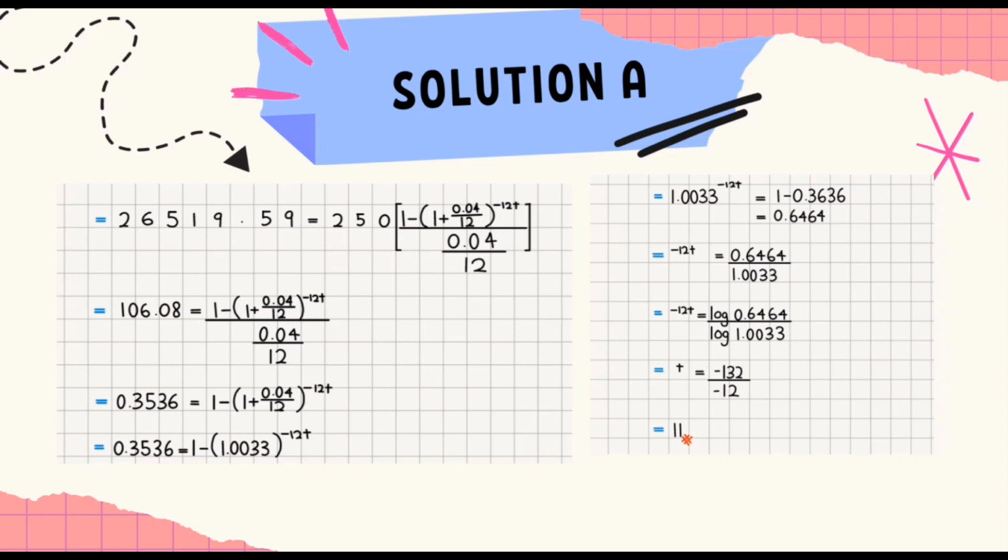Then solve the equation and we will get 0.6464. After that, you take 1.0033 and we get negative 12t equals log 0.6464 divided by log 1.0033. For this equation, you should use your calculator. So here, follow my steps. First, just type in negative 12t equals log 0.6464 divided by log 1.0033. Then we will get the answer of negative 132. Then we move the negative 12 and divide our answer by that. Then we will get t equals 11.